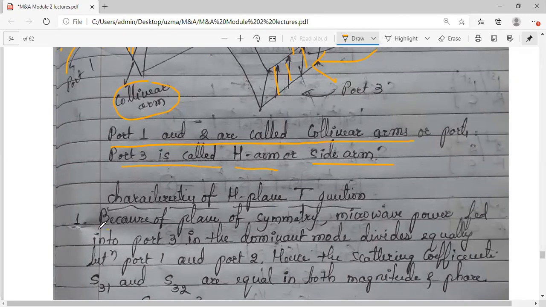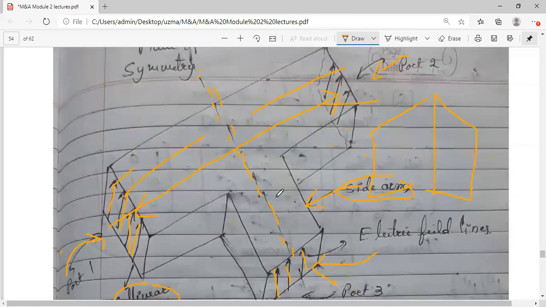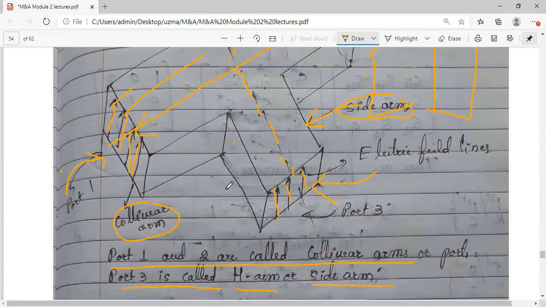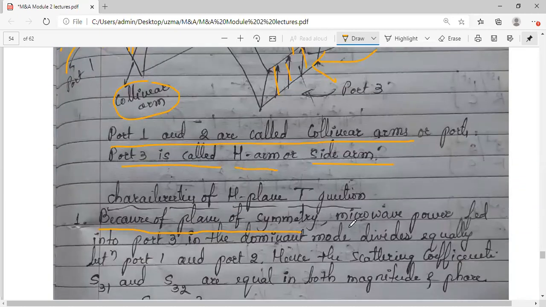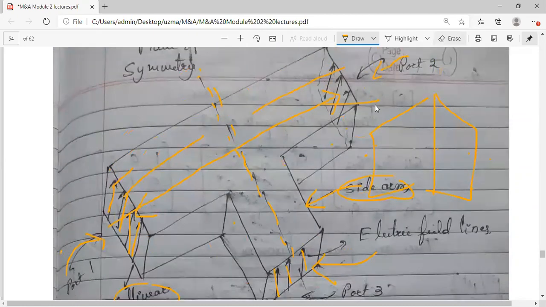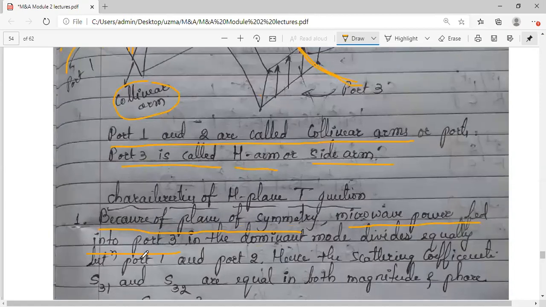Now the characteristics. We will list out the properties of H plane T junction. First property, because of the plane of symmetry, which means when you cut it in half and fold it, these two will be one on another. Because of the plane of symmetry, whatever power is fed into port 3, try to understand. This is a structure. I am now feeding the power from here, and there is a plane of symmetry. When power enters from port 3, it gets equally split into both the ports, port 1 and port 2.